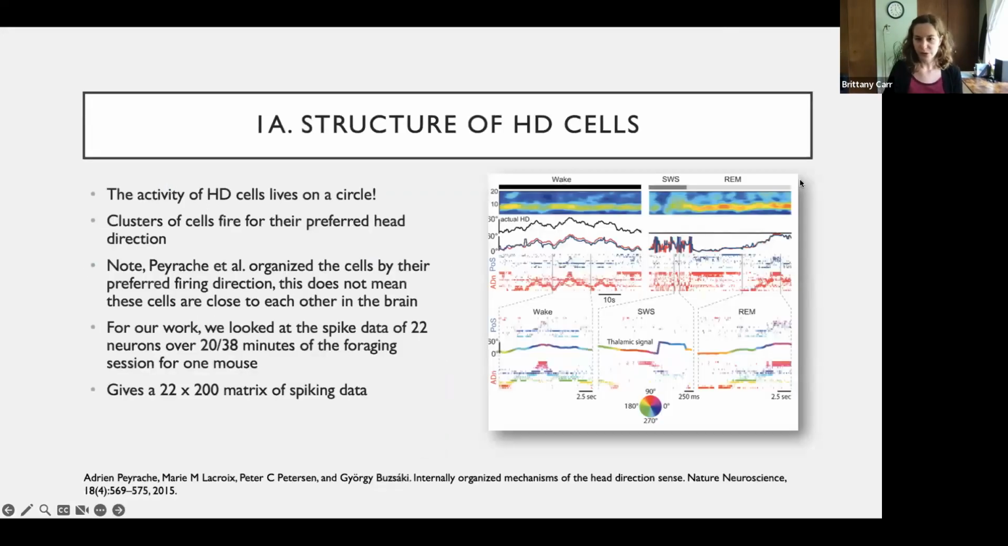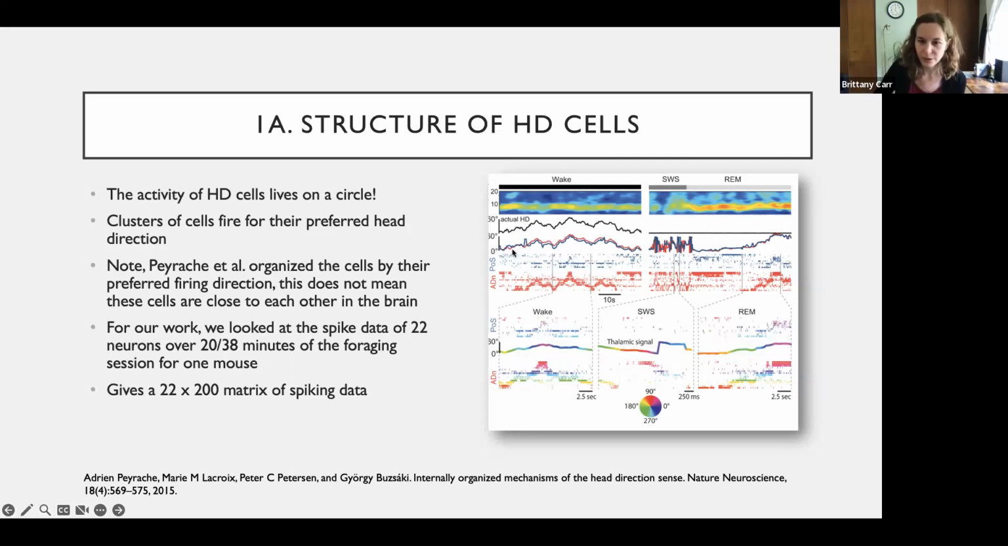Okay, so first we'll start with the structure of the head direction cells. What's interesting about them, and what might not surprise you if you think about it, is that the activity of these head direction cells lives on a circle. We talked earlier about how clusters of cells fired for their preferred head direction. Looking over here, we have some data. We have our actual head direction, which is this line in black. And then we have two predicted head directions, one from the cells that come from the POS system, and one from the cells that come from the ADN system.